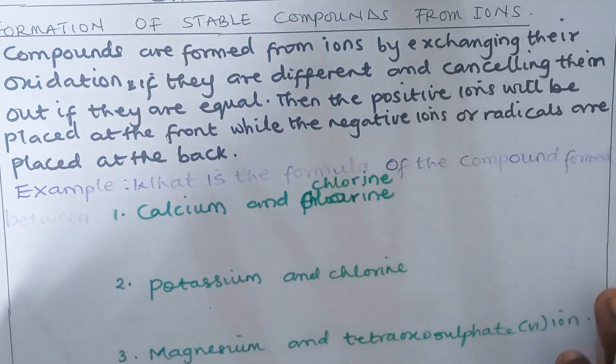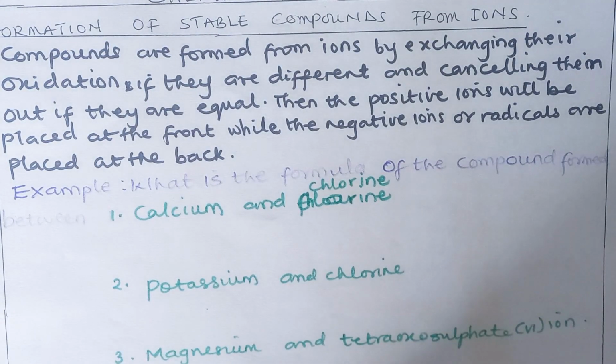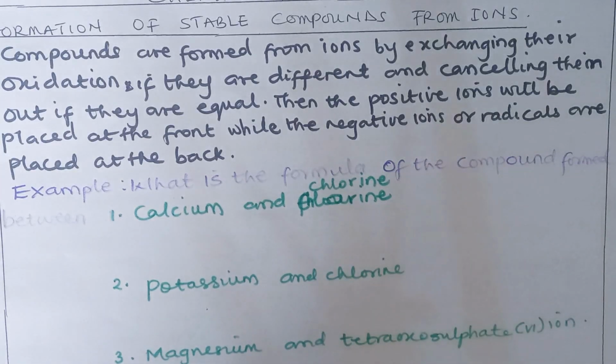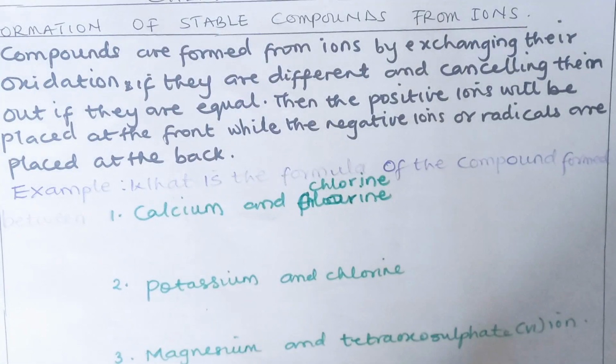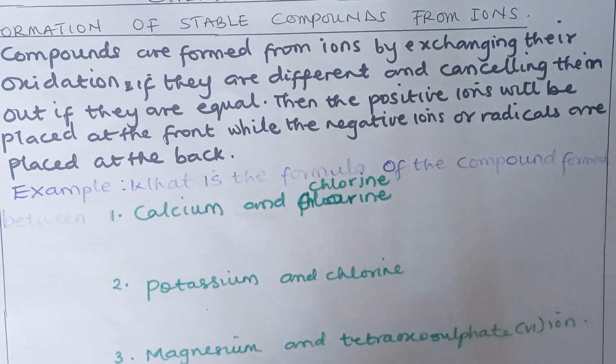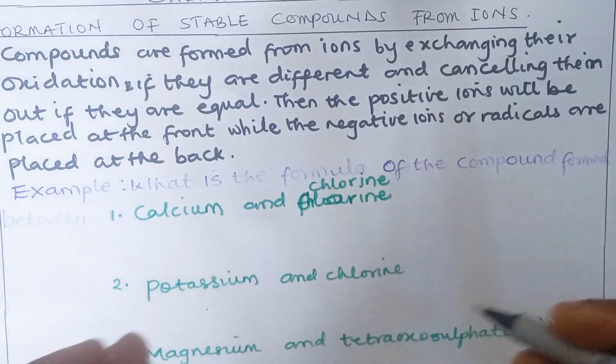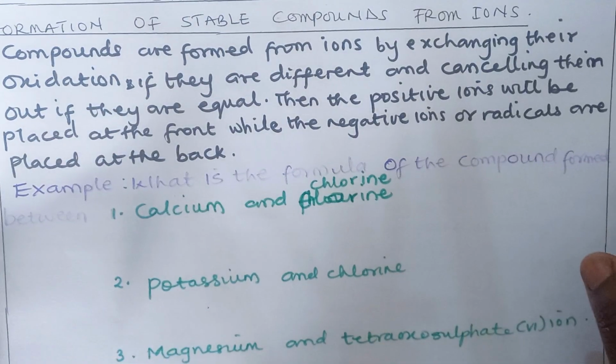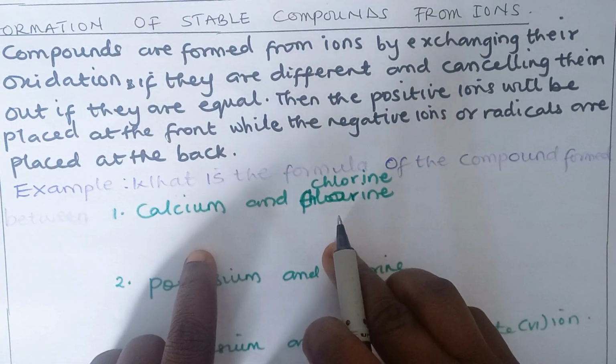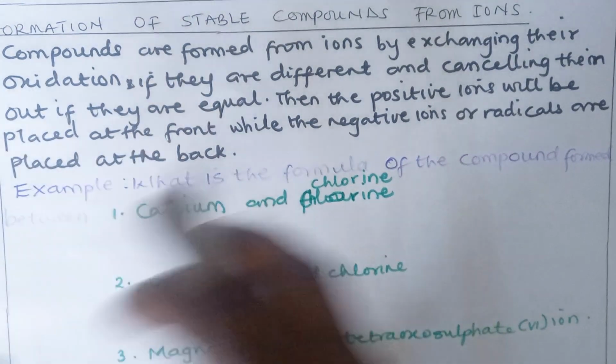So the formation of stable compounds from ions. Actually, before compounds can be formed, elements combine, different atoms of elements combine together. It can be the same element or different elements, and they do so by complete transfer of electrons or sharing of electrons. That was what we did in the first class, which results in chemical bonding.